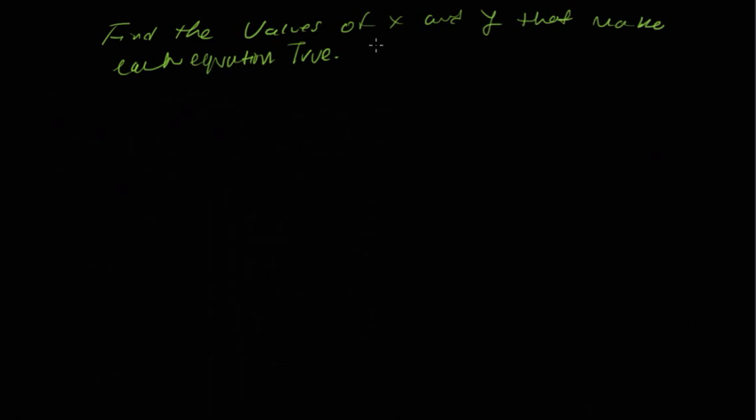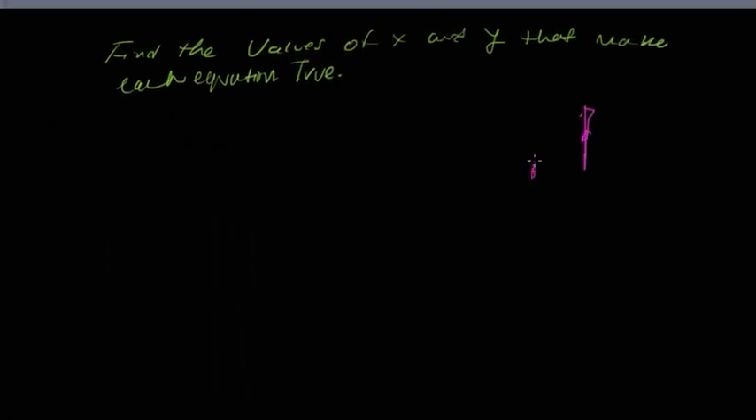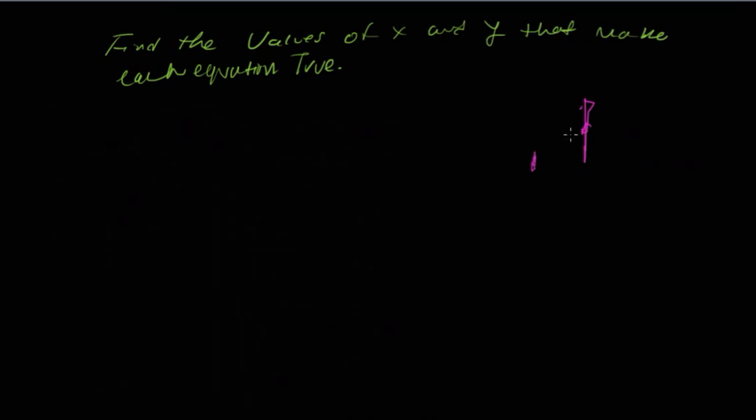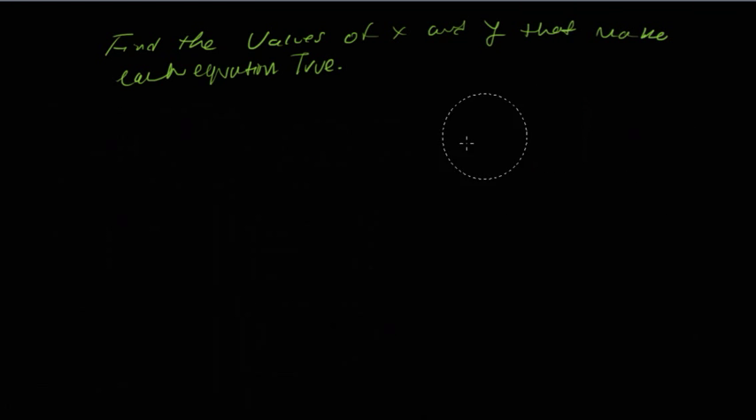Okay. So when we talk about finding the values of x and y that make each equation true, we actually talk about setting our real parts equal to each other, and our imaginary parts equal to each other. Okay? So let's take a look at how this would look.